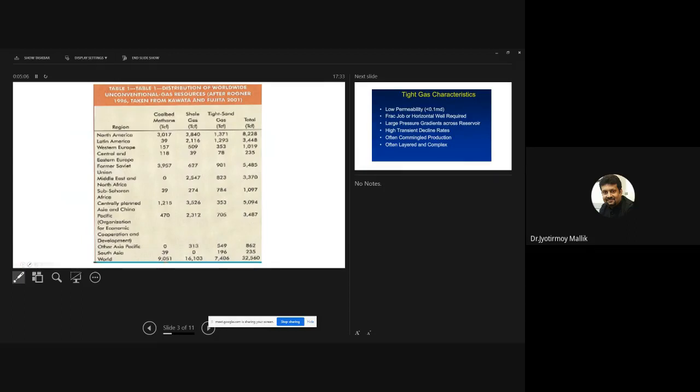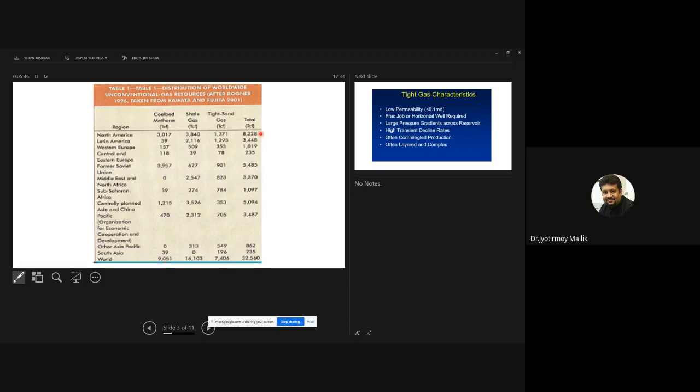So this provides you a rough estimate of the reserve worldwide for coal bed methane, shale gas, and tight gas. That accounts for the large amount of the unconventional gases. You can see in North America, that is where it is the highest. Coal bed methane around 3,000 TCF. Shale gas is around 3,840 TCF. Tight gas, tight sand gas, because they have to be sandstone reservoir, around 1,371 TCF, in total 8,000 TCF.